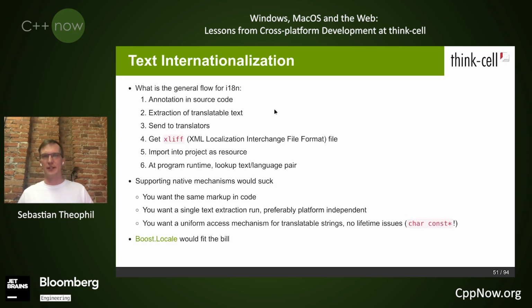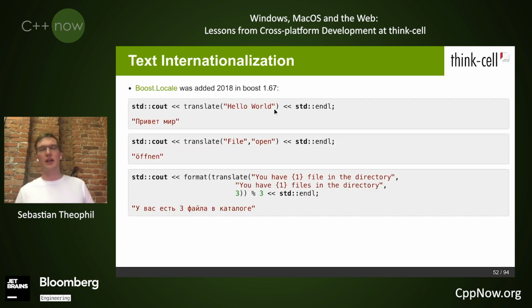So Boost Locale now exists. It would do all of those things. It was added pretty recently. It didn't exist when we translated our software. So this is what it looks like. It has a translate function that also serves as the annotation. That translate function supports the context. So in the second example, I want to translate "open" to German in the context of opening a file and not, let's say, an internet connection. And last but not least, it supports the different numbers of plural forms in Russian, and here hopefully chooses the correct one for 3 files in the directory.